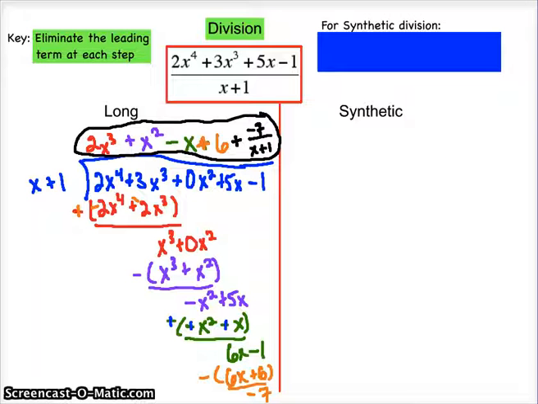Now, you'll notice that was a lot of work. That's why they call it long division. Let's look and see how much more quickly we can do some synthetic division. Again, long division has its advantages, but synthetic division is usually much, much faster.